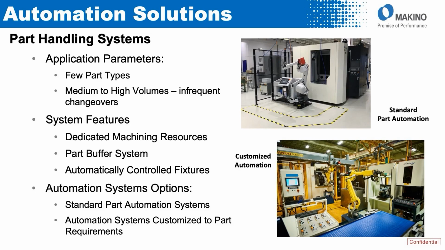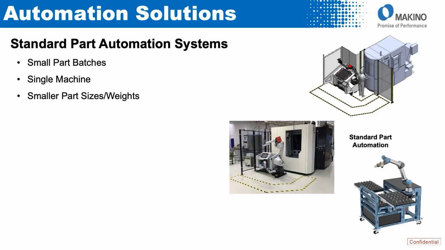So a couple different types I'll talk about here: standard part automation, and then more customized. So standard part automation, small part batches, single machine, typically only attached to a single machine. You got smaller part sizes and weights that are associated with that, so you're not going to integrate a system that's got a larger part type.